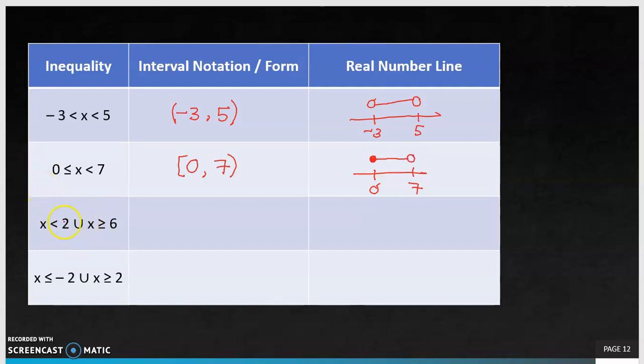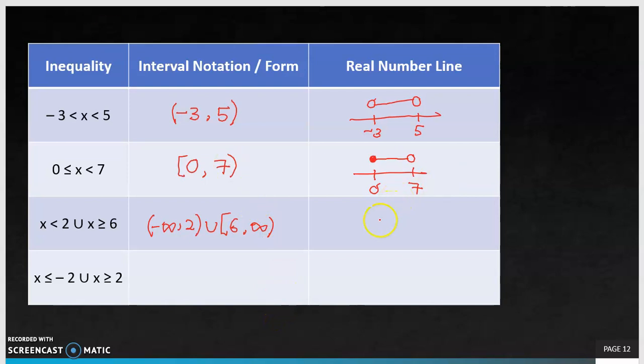Finally, we have a union here. x less than 2, or x greater than or equal to 6. Since we have two intervals, in interval notation we also have two intervals. The first interval is less than 2, which means from negative infinity until 2. Since we have a union, here we also have a union. The second interval is x greater than or equal to 6. 6 is included, so we use a square bracket from 6 to positive infinity.